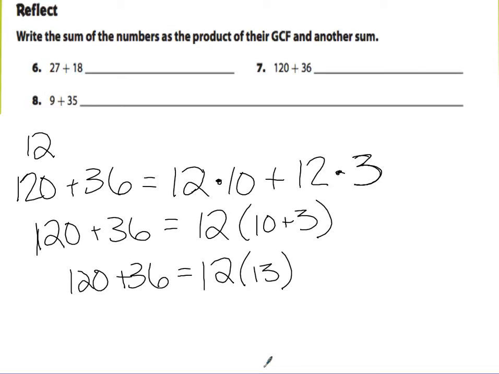Okay, I will tell you that for number 8, the GCF in this case is 1. So the greatest common factor of 9 and 35 is 1. So I want you to go ahead and take a minute and try to do this work on your own. And when you come back, we'll check your answer.